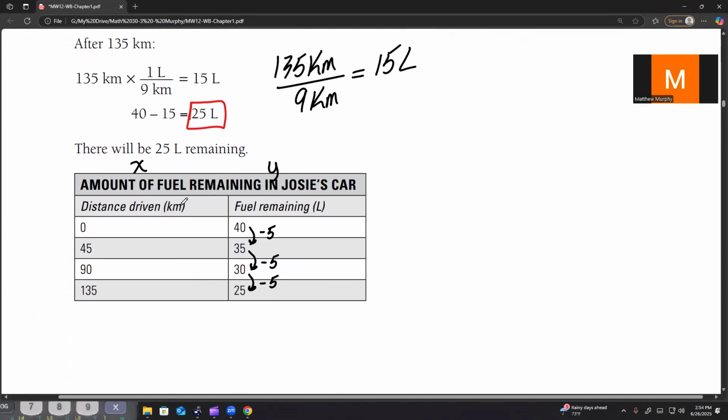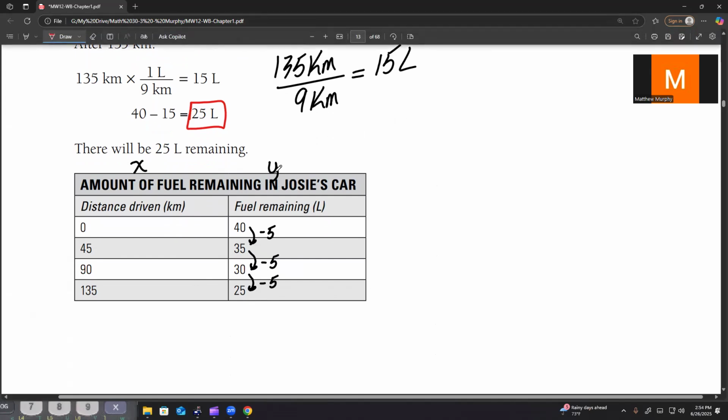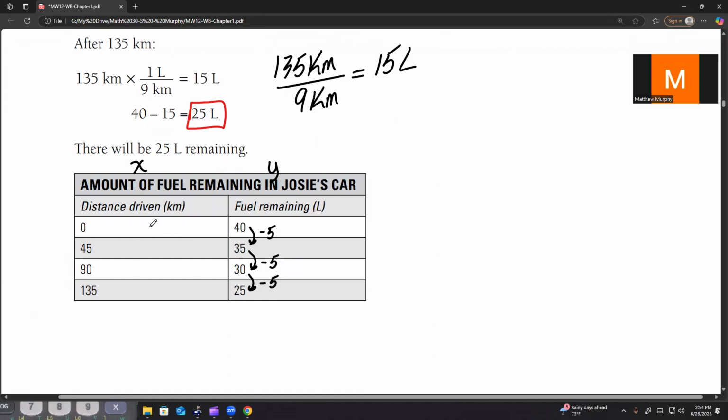So on our table, the distance driven is going to be the independent variable, and the fuel remaining is going to be the dependent, because the fuel remaining is dependent on how many kilometers you drive. And here again is our table. And you can see based on all of these that it goes down by 5.